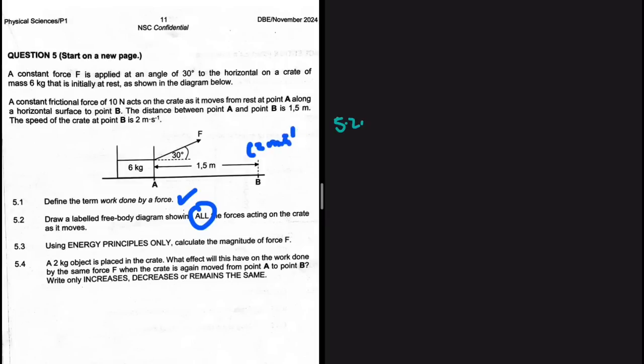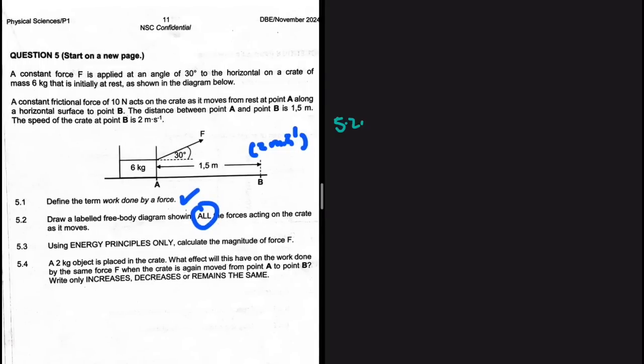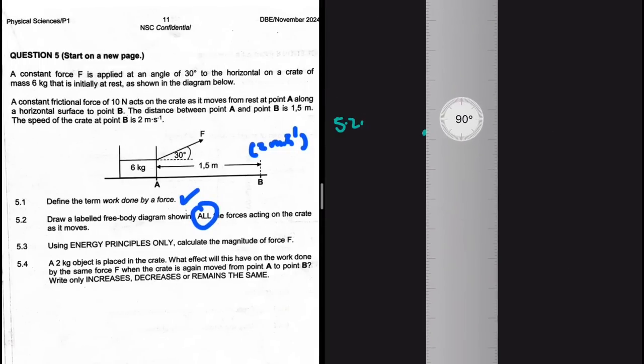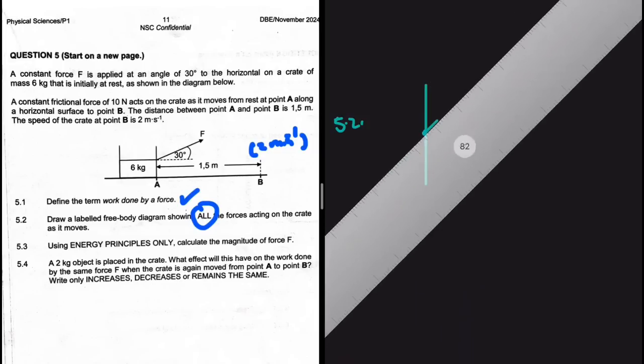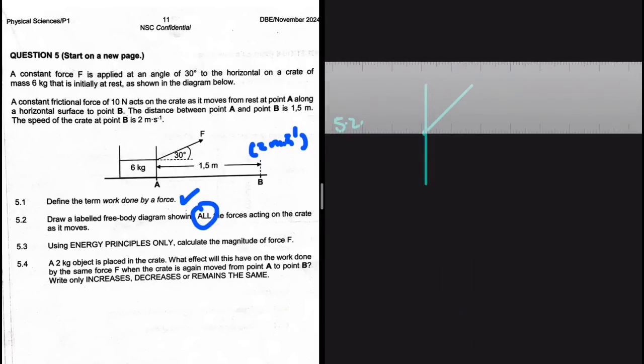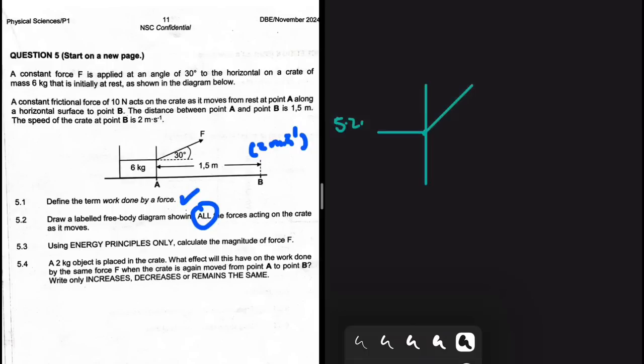Okay, so we need a free body diagram for the crate, and the mark allocation is 4 marks. First things first, we need the weight. We put the weight first because we know the weight is going to be there. So on that arrow there, we put the weight. Then we have the normal force, obviously, because it is resting on a surface. Then we have the applied force, which is at an angle. Do we have a frictional force? Yes, we have a constant frictional force. So I think that is all the forces that we need.